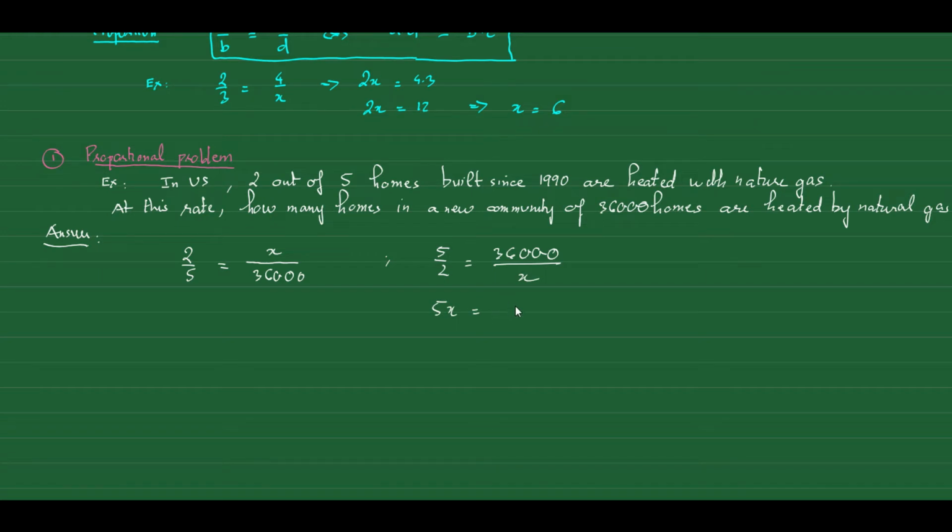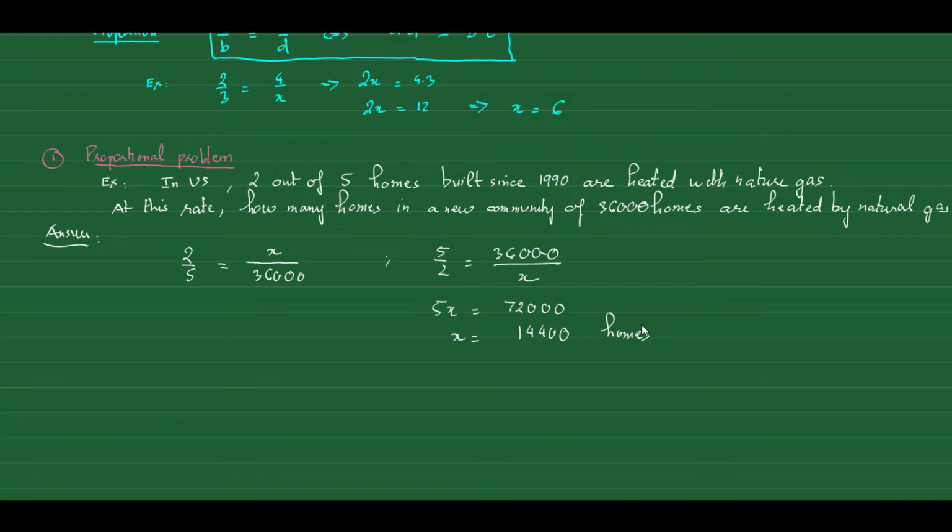So I will have 72,000 divided by 5, which gives you 14,400. Okay, 14,400 homes.